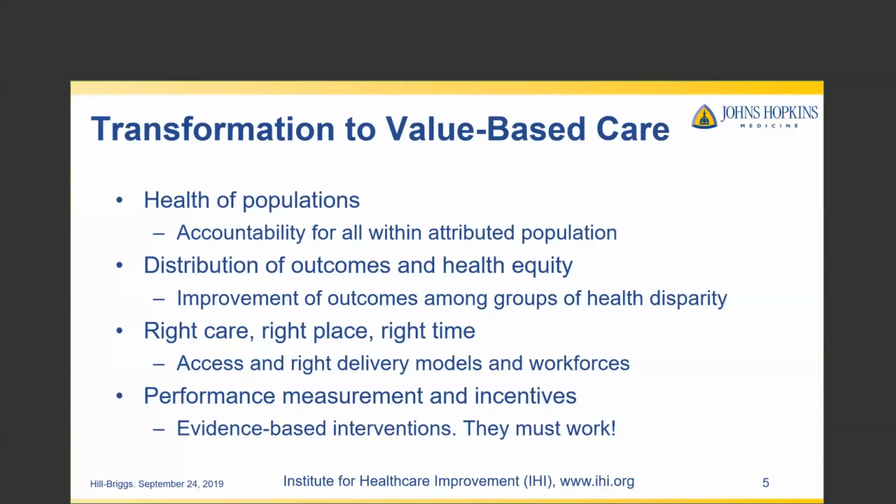And as we know, for diseases of health disparity, that distribution of outcomes is inequitable, with populations of health disparity, which are often racial and ethnic minority groups, lower socioeconomic status groups, having poor outcomes. And so in this transformative era, we're seeking to improve health equity. As part of this theme, we have to be able to provide the right care in the right place at the right time. And so that means we have to ensure access to care, but also the right delivery models for care and the right workforces.